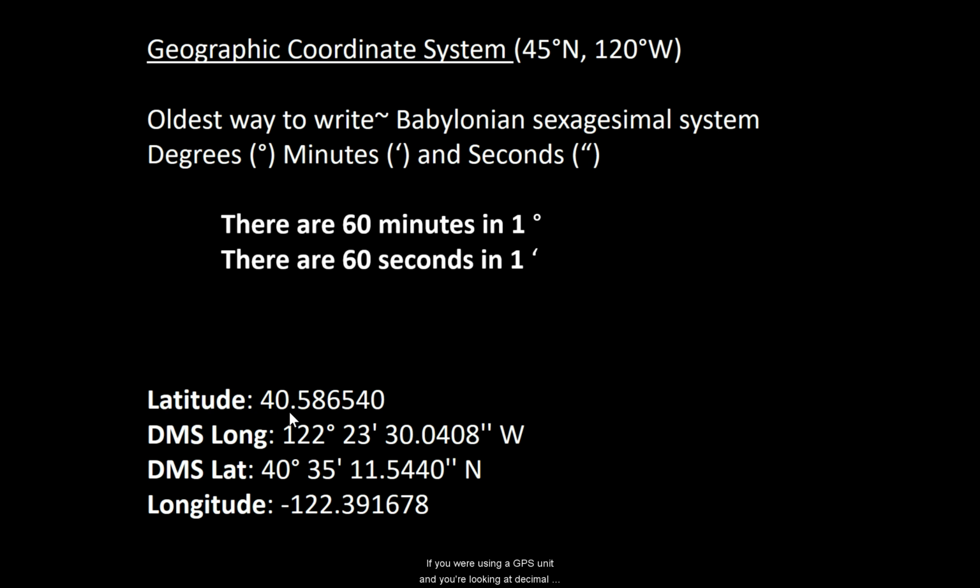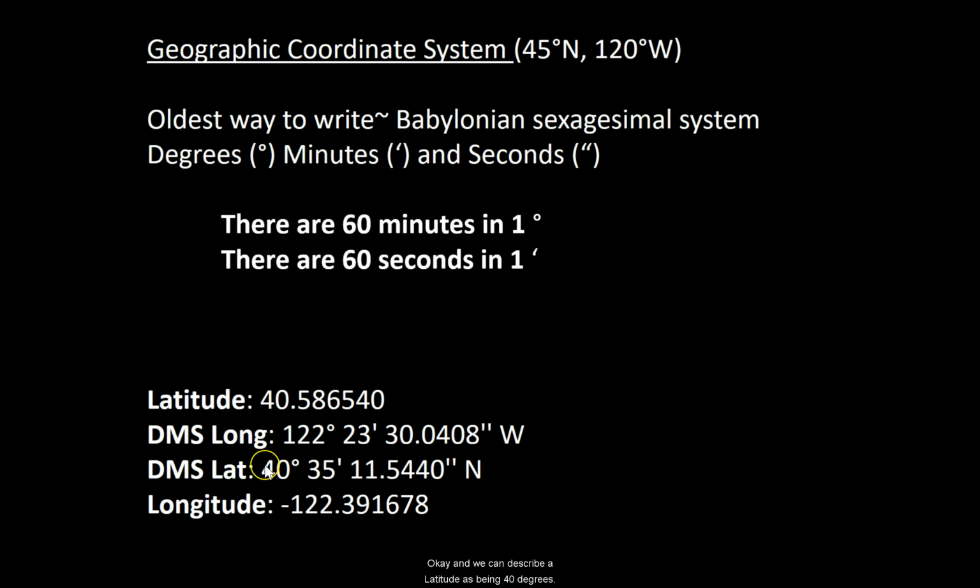If you were using a GPS unit and looking at decimal degrees, you may be looking at 40.58654 degrees north. This is a decimal degree that's taking the units, minutes, and seconds and turning it into one large decimal degree. That's one way to look at a latitude or longitude. We can also describe longitude using degrees, minutes, and seconds. For example, 122 degrees, 23 minutes, and 30.0408 seconds west.